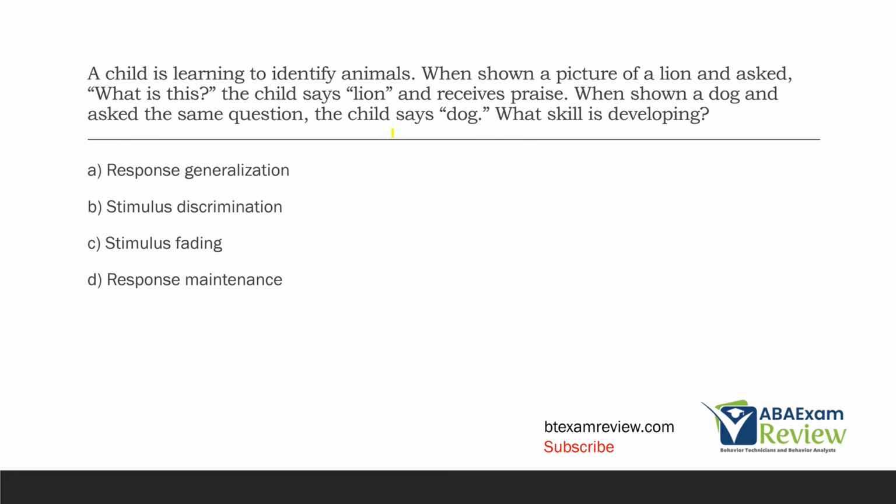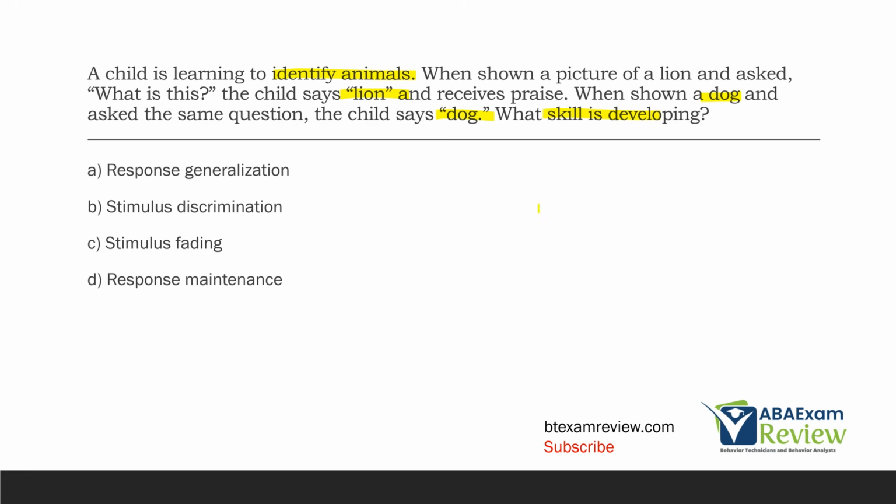The child is learning to identify animals. When shown a picture of a lion and asked, "What is this?" the child says lion and receives praise. When shown a dog and asked the same question, the child says dog. What skill is developing? Okay, let's think about this. Our skill we're teaching is animals. They get shown a picture of a lion and they say lion. Dog, they say dog. So they don't say dog with lion and they don't say lion with dog. What are they able to do?